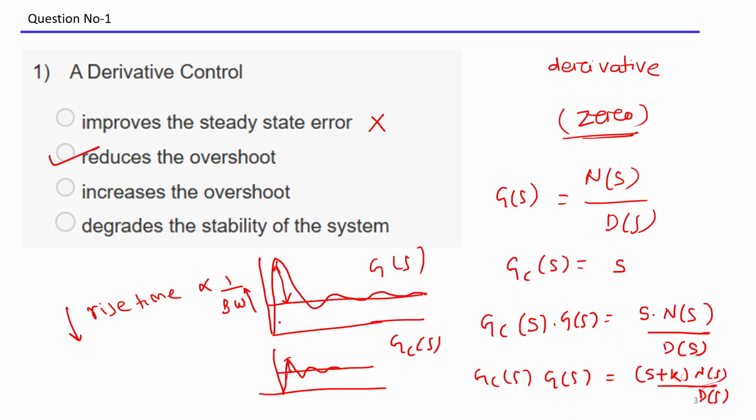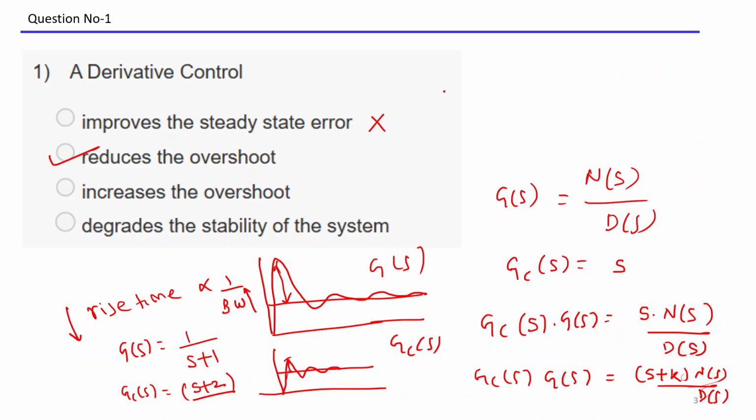So how can you verify that? There are lots of ways you can verify that. I'm just giving an example. Let's say G(s) is 1 divided by s plus 1. This is a simple transfer function. If I add a compensator with one finite zero, let's say s plus 2, this is the derivative term, then what will happen? Let me write here. Your transfer function Gc(s) into G(s) becomes (s plus 2) divided by (s plus 1). This is the whole transfer function now.